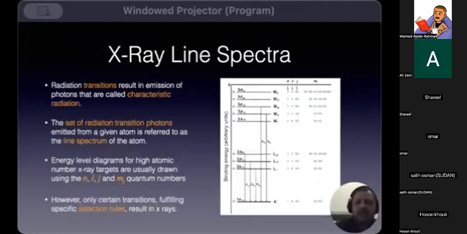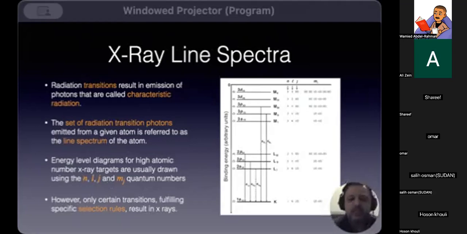X-ray line spectrum radiation transitions result in the emission of photons that are called characteristic radiation. When we have a vacancy, a transition will happen. We first need to have a vacancy. Once the vacancy is created by one of these 8 processes that we mentioned, this will trigger a transition. An electron from a higher orbit level wants to make a move and fill the vacancy in the inner shells.